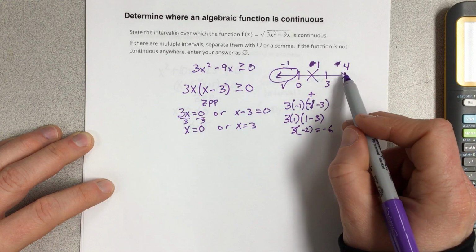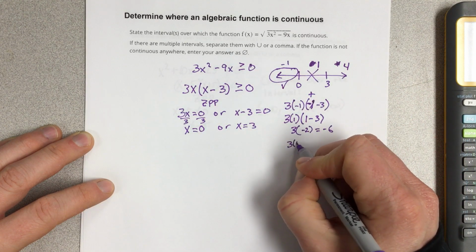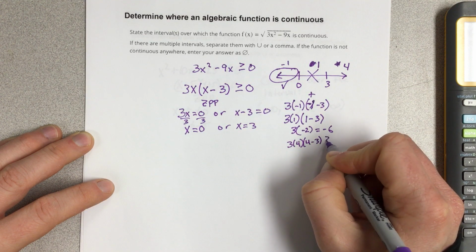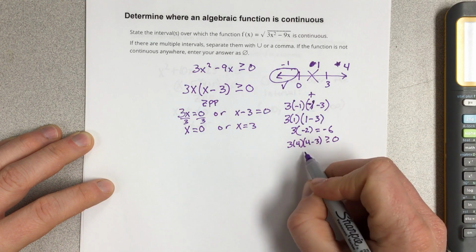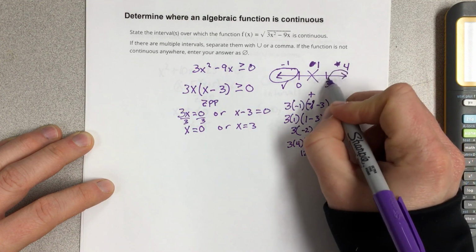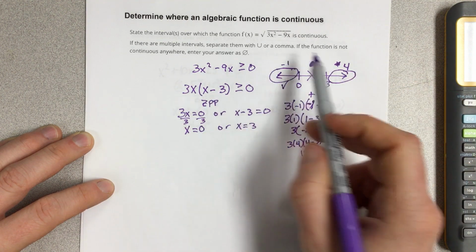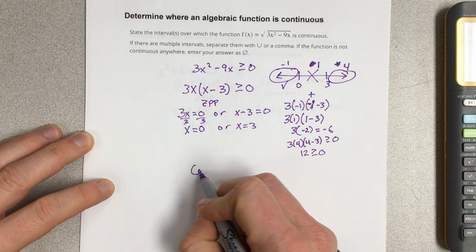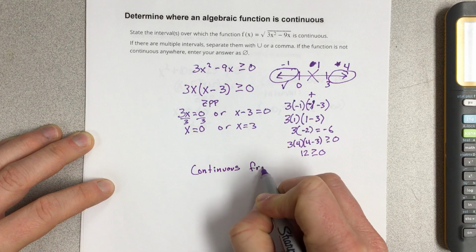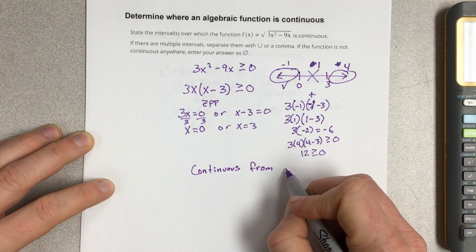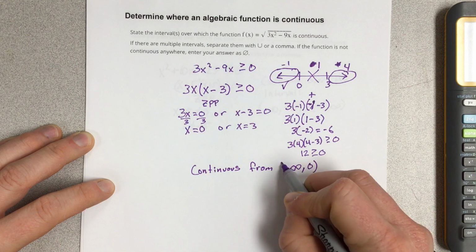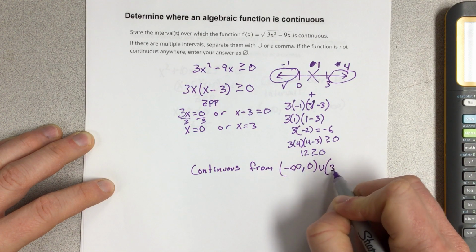And then I plug in 4, and I get 3 times 4, and 4 minus 3. Well, if I multiply those together, I end up with 12 greater than or equal to 0. That is true. So this area works. So this function is continuous from negative infinity to 0, union 3 to infinity.